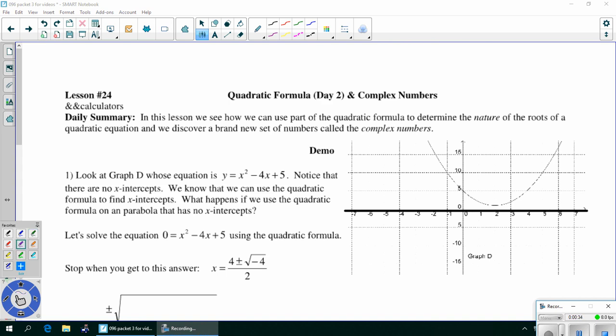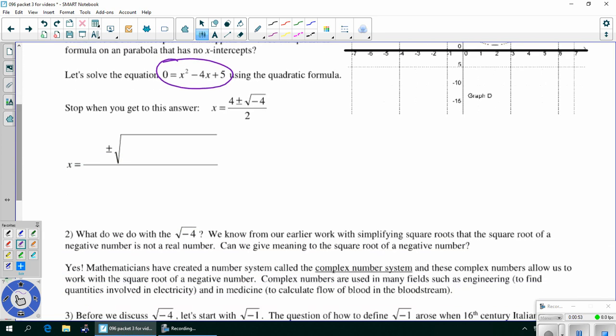So if we just change this y to a 0, which is exactly what we've done here, then solving that equation is akin to finding x-intercepts. And the quadratic formula can solve that equation for us. But we know that there are no x-intercepts. So what is going to happen when we try to use the quadratic formula to solve for x-intercepts when there aren't any? Well, let's give it a shot.